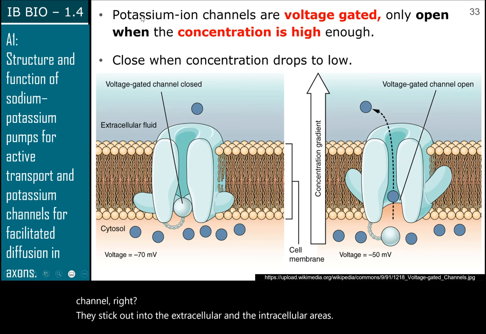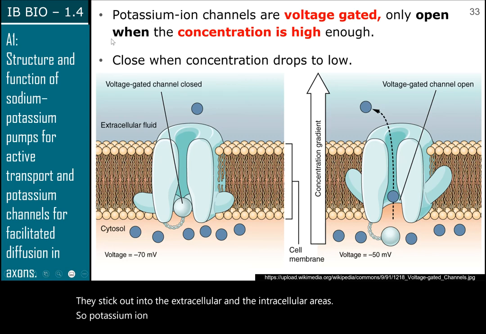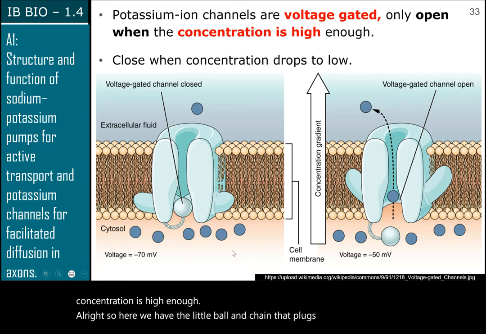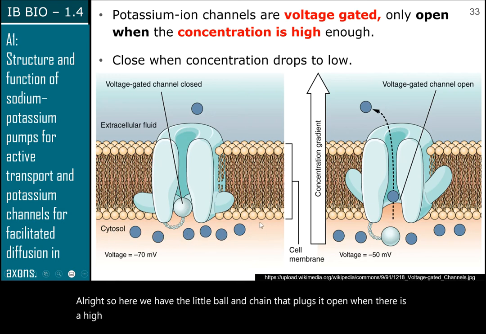So, potassium ion channels are voltage gated, meaning they only open when the concentration is high enough. All right, so here we have the little ball and chain that plugs it open. When there is a high enough concentration of potassium on the inside, it causes that to open, right? And then the potassium ions diffuse through.